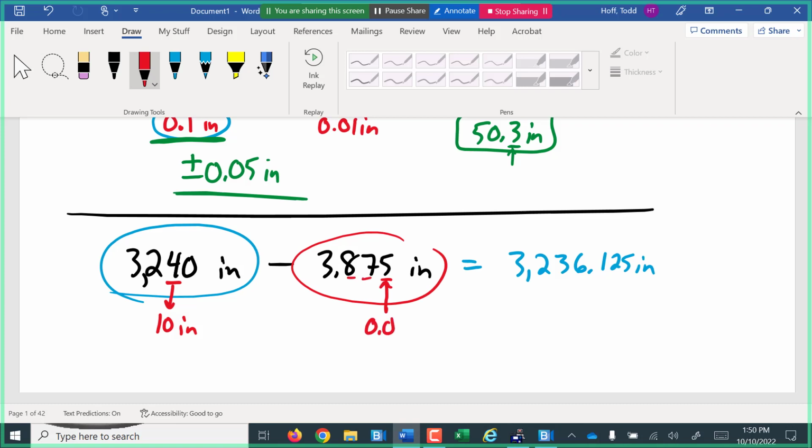That's tenths, hundredths, thousandths of an inch. Well, it's pretty obvious here that the less precise one is the nearest 10, which means I have to round my answer to the nearest 10. So there's my tens digit. What does it round to?